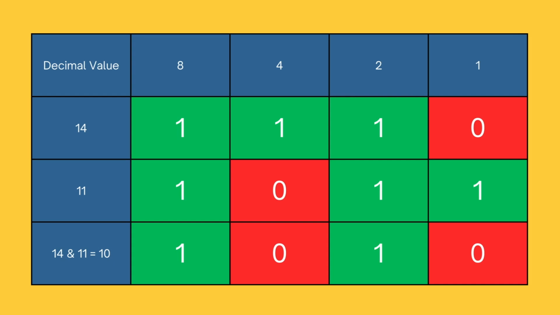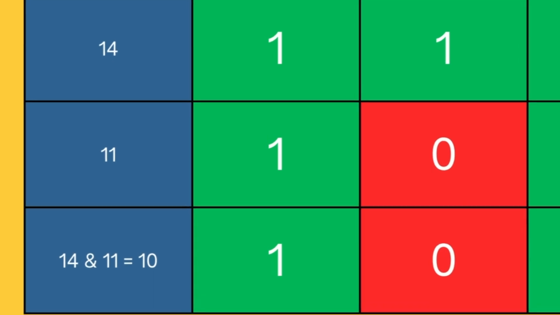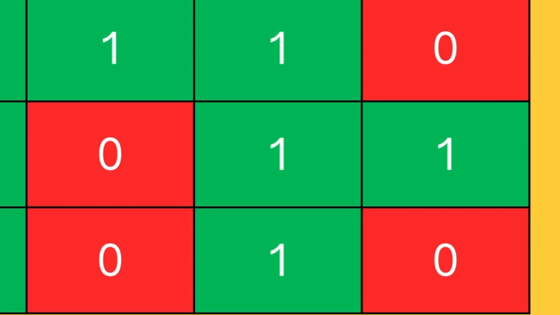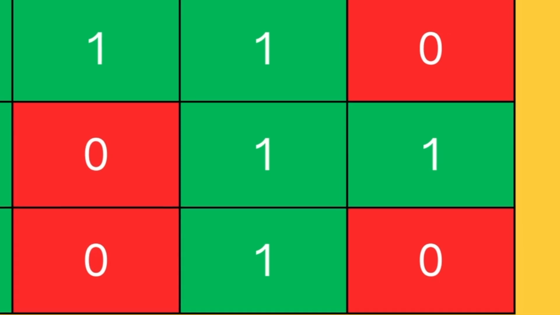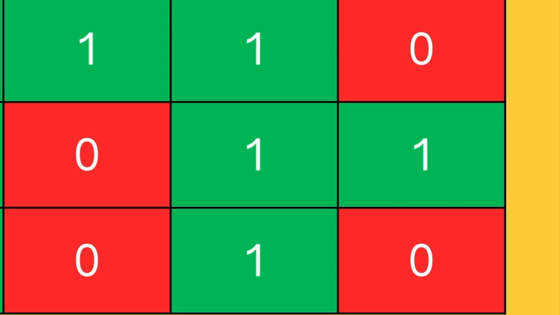Comparing each bit from left to right, in the first position, both numbers have a 1, so the result is 1. In the second position, 14 has a 1, but 11 has a 0, so the result is 0. In the third position, both numbers have a 1, so the result is 1. And in the last position, 14 has a 0 and 11 has a 1, so the result is 0.